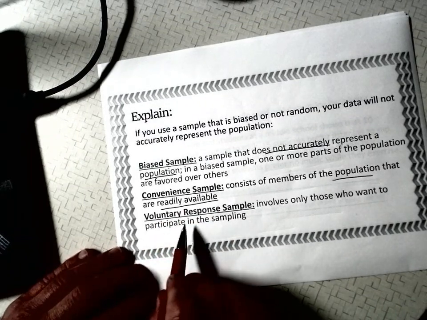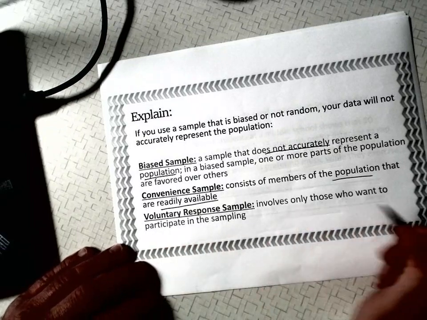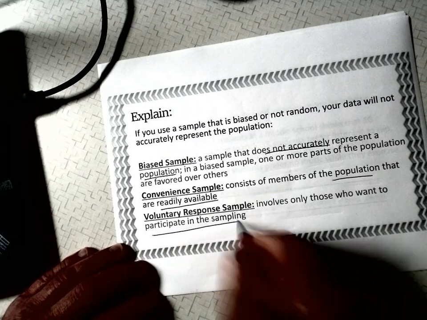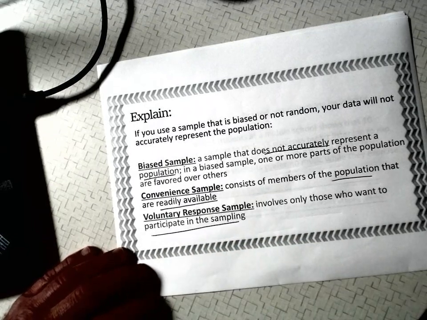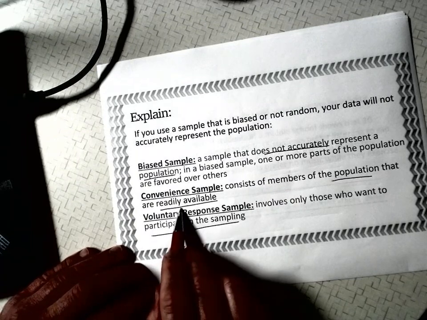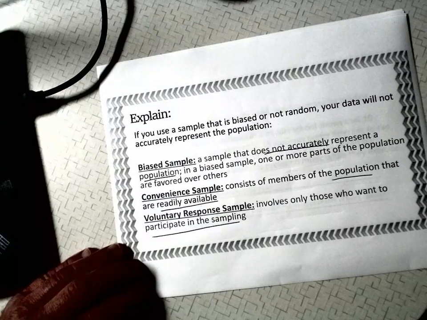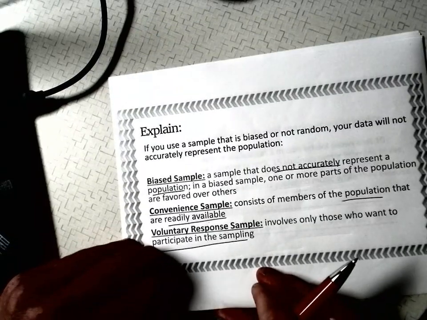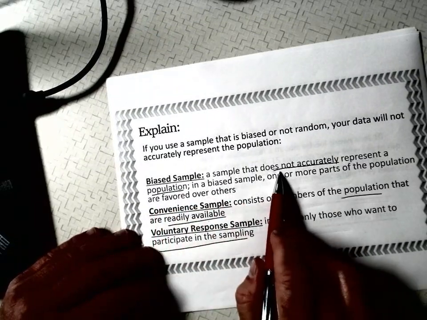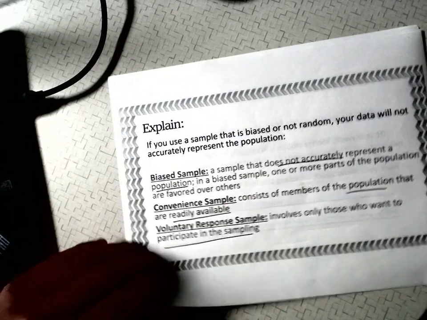A voluntary response obviously goes right along with the word. Whoever wants to volunteer to participate, they can volunteer. So convenience means if somebody's convenient, there's people sitting in our classroom, homeroom, first period, second period, third period, that's convenience for me. Voluntary means you basically call in and you say, I would like to do the survey. Don't forget, biased means does not accurately represent. Unbiased means it does accurately represent the population.